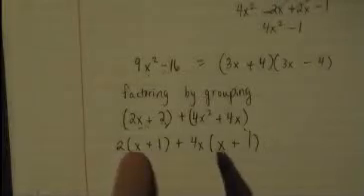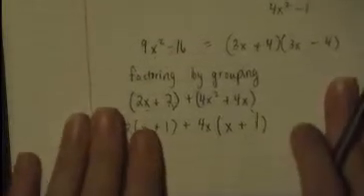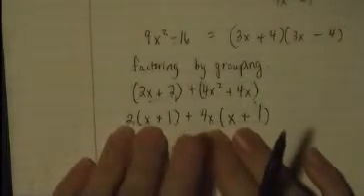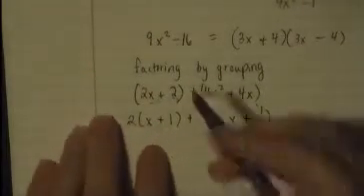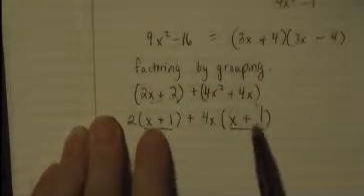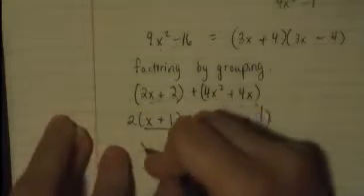So I factored by grouping, but I'm not done yet. What you'll see here is I have 2 things multiplied, 2 things multiplied. I have a plus in between, but this part is actually the same as this part. So that means I can pull an x plus 1 out front.